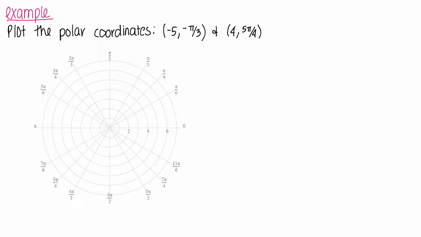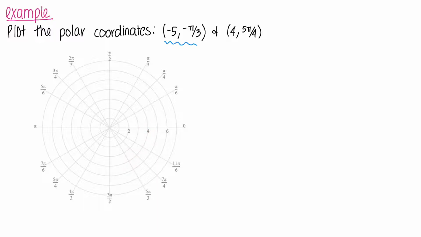So let's plot 2 more points and then call it good. So this is angle negative pi over 3. Instead of making it a coterminal angle, I'm just going to go ahead and go negative pi over 3. So this is 0. Negative pi over 3 is going to take me right back here. This would be negative pi over 3.